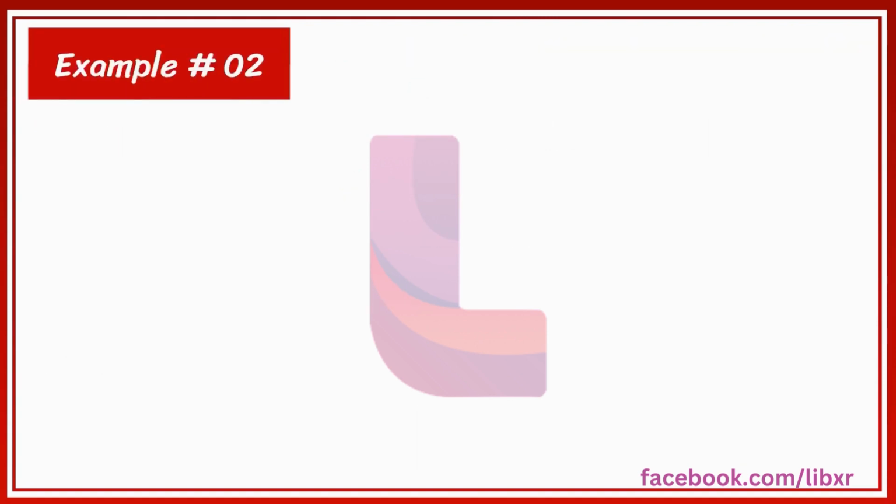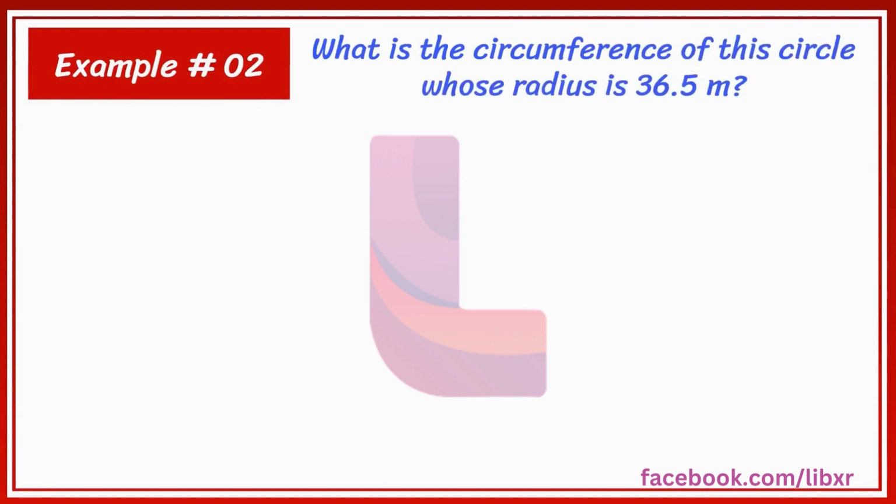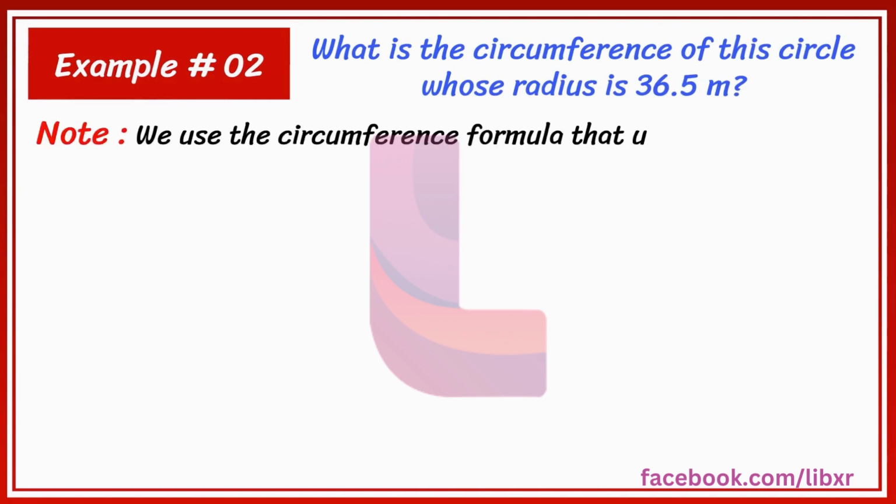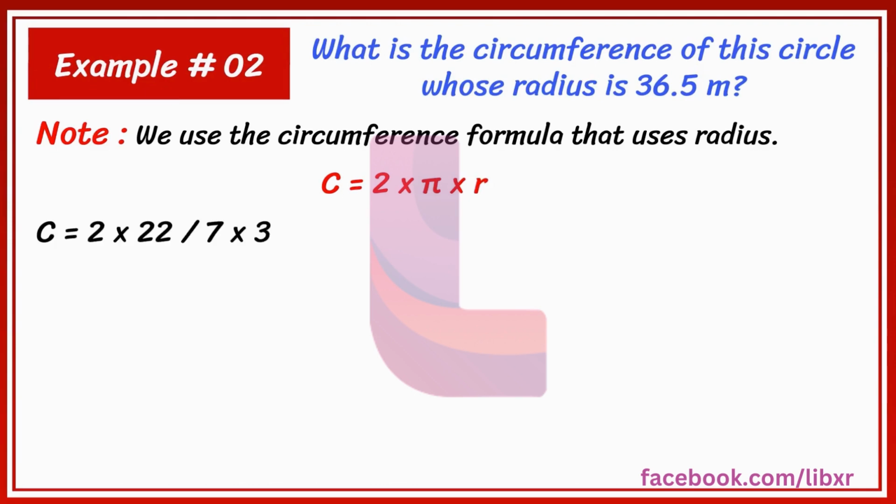Example 2. What is the circumference of this circle, whose radius is 36.5 m? Since here radius is known, we use the circumference formula that uses radius. C is equal to 2 multiplied by pi multiplied by r. C is equal to 2 multiplied by 22 divided by 7 multiplied by 36.5, as pi is equal to 22 divided by 7 and r is equal to 36.5 m.